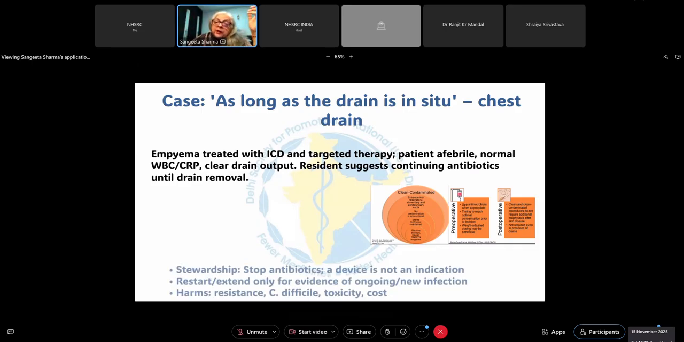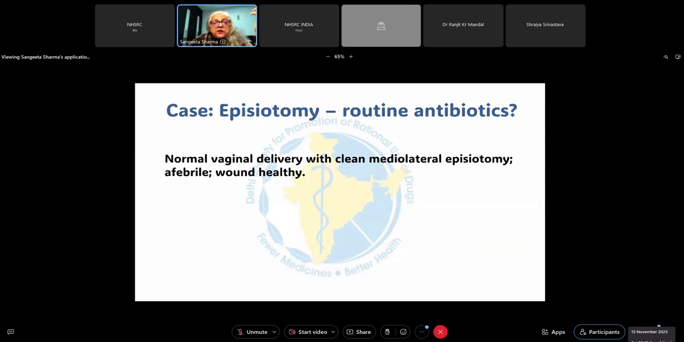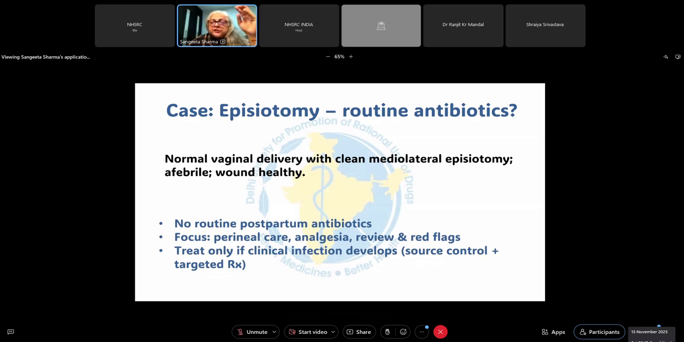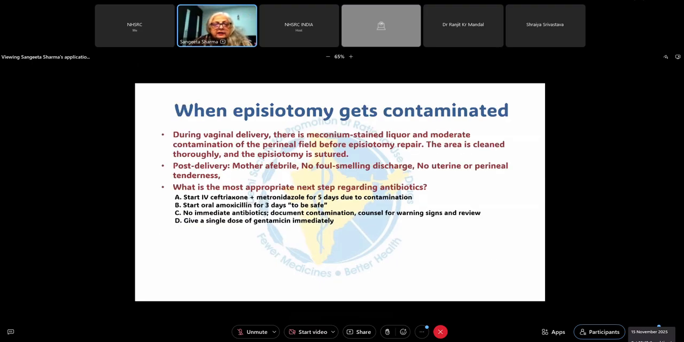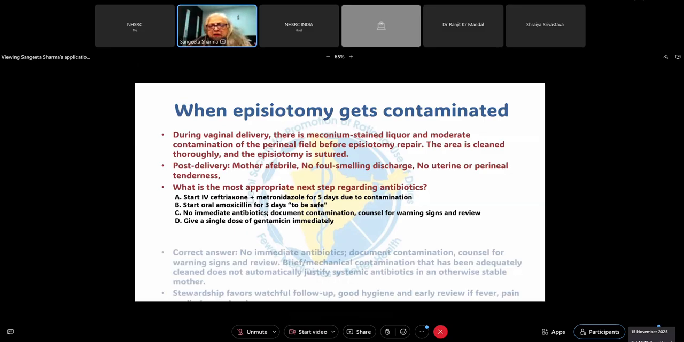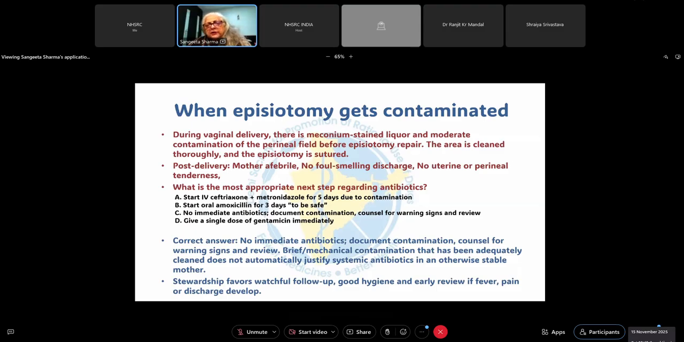Then people are using antibiotics for a normal delivery with episiotomy, because they are giving an episiotomy. That is why they are using. No, again, if it is a clean mediolateral episiotomy, patient is afebrile, wound is healthy, you don't need antibiotic. There are few indications when you can give, but no routine postpartum antibiotics. If it is meconium stained liquor, contamination is there, then only you can use. Diabetic patient, you are really concerned about it, then it is.